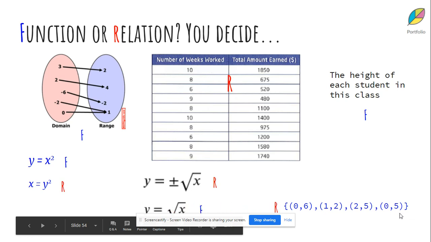All right. Now let's take a look at this. Now our domain is 0, 1, 2, and 9, or the values of our independent variable. And we notice that each of them is matched to a unique value. 0 is matched to 6, 1 to 2, 2 to 5, and 9 to 6. Notice that even though 0 maps to 6, and 9 maps to 6, this is still a function because each of the independent values match to only one.